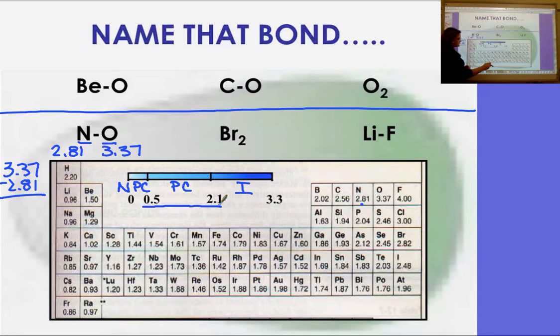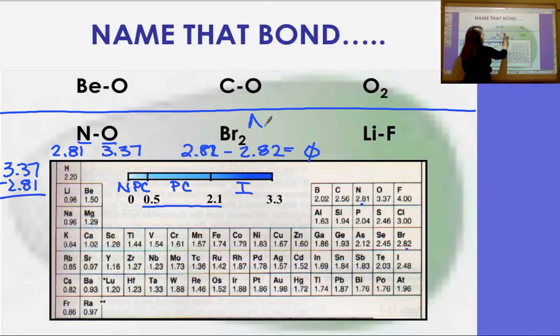Bromine, bromine, 2.81, just kidding, 2.82, minus 2.82, anything that's diatomic is always going to equal 0. 0 on my scale says it's a non-polar covalent bond. Sorry, we said this one was polar covalent.